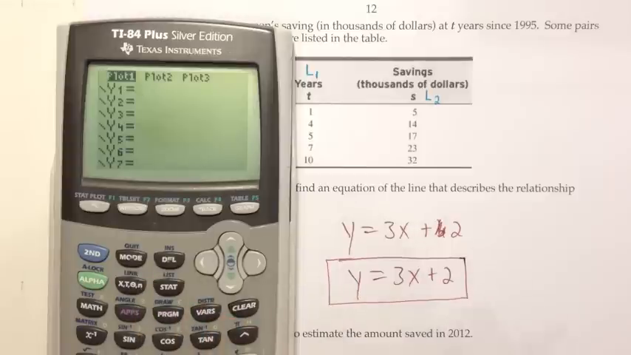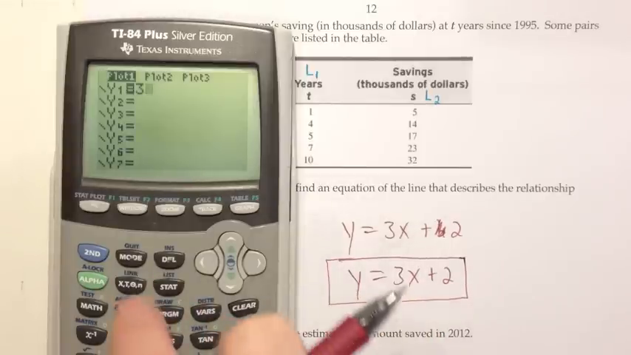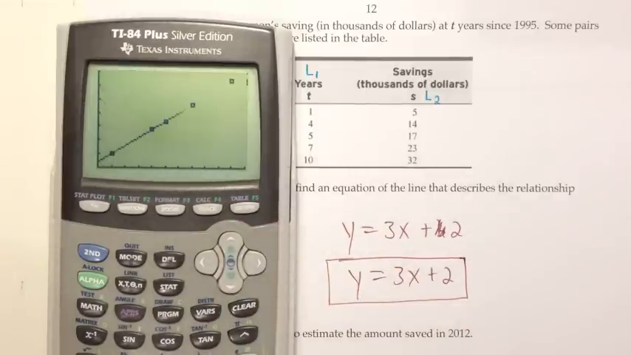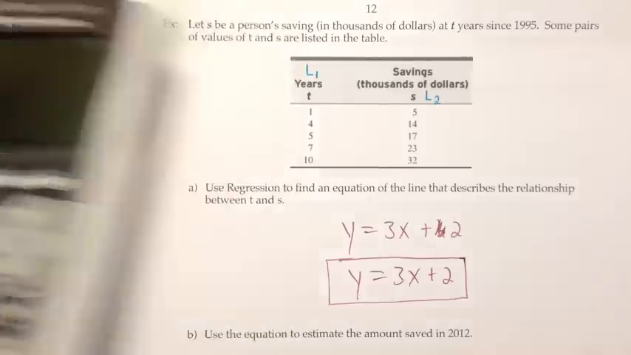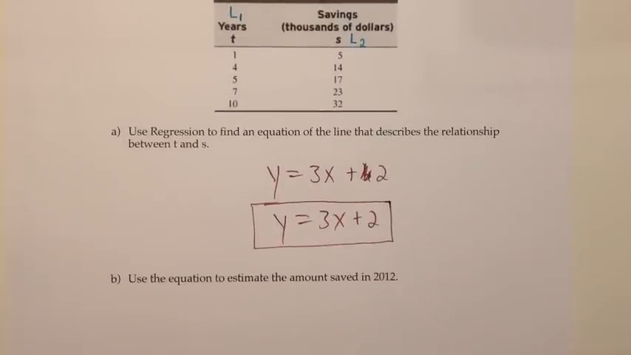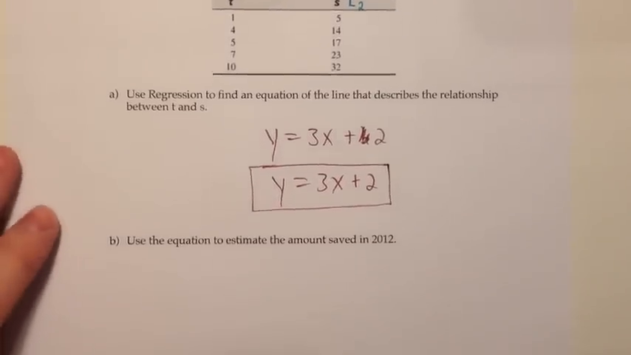I'll hit y equals over here, put in that equation, 3x plus 2, and press graph again. And you can see that the equation the calculator gave us definitely fits the pattern. It seems to hit every one of those points right through the middle, and that is because it's a perfectly linear data set. So there's our equation, nice and fast, and we used the calculator and linear regression to make it happen. So now let's make use of that equation.